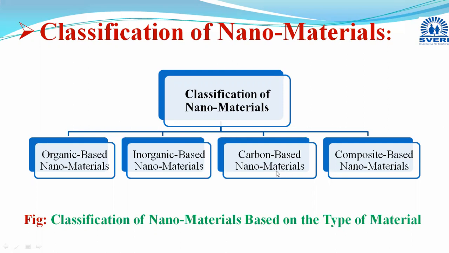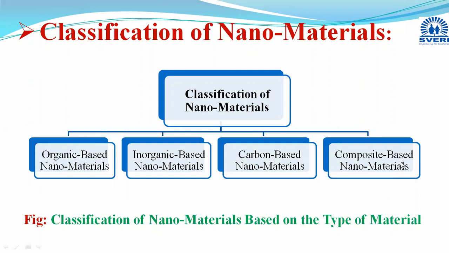Then if the base is other than carbon, that will be considered organic based nanomaterials. An example of this is dendrimers. Okay, one type of nanomaterial is dendrimers, or cyclodextrin. Okay, don't go into detail, these names are a little difficult. Just remember, if the base is other than carbon, that will be organic based nanomaterials.